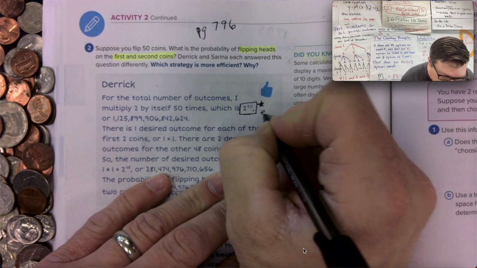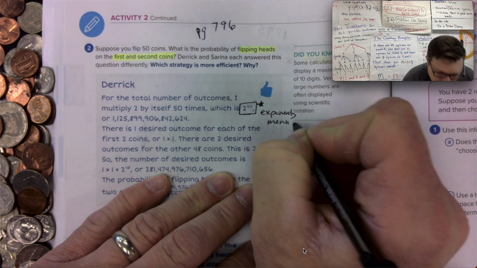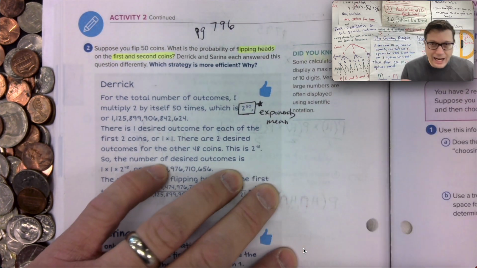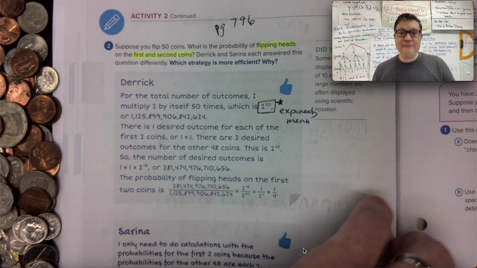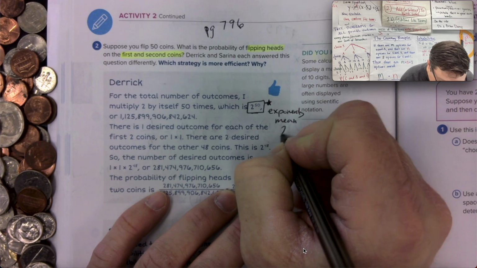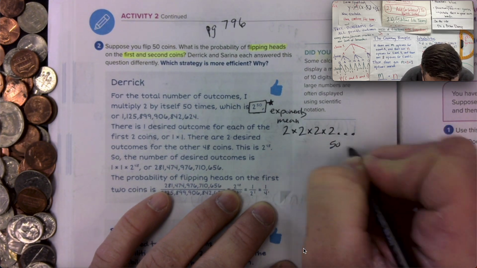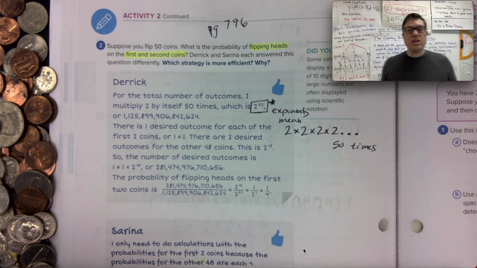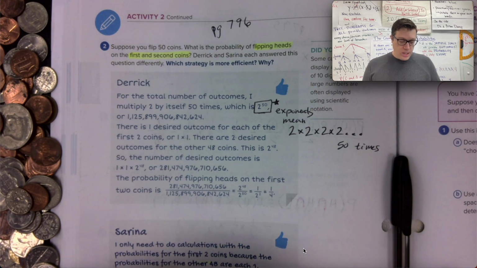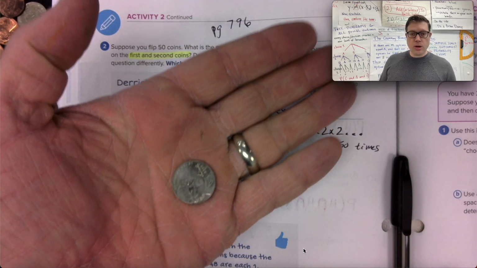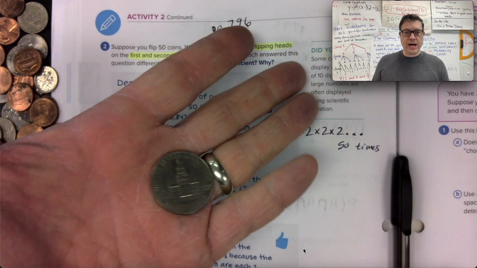Little asterisk note here. That's an exponent, and exponents mean the base, so 2, times 2, times 2, times 2, until you've written down that 2 50 times. It's whatever the exponent is, which we should already be okay with, right? We should be okay with the fact that there's 1 out of 2 outcomes for that coin to show up. There's 1 out of 2 outcomes for that coin to show up.